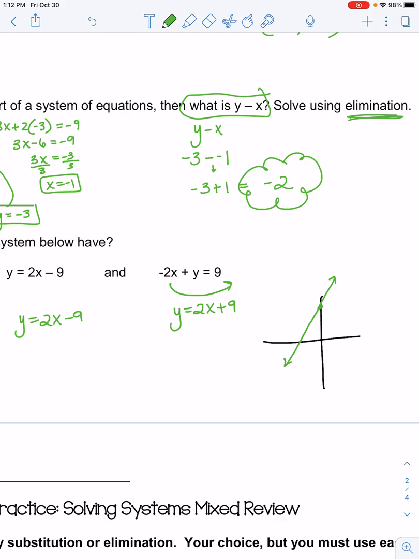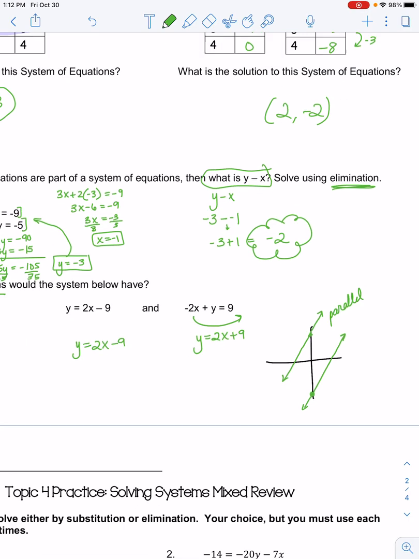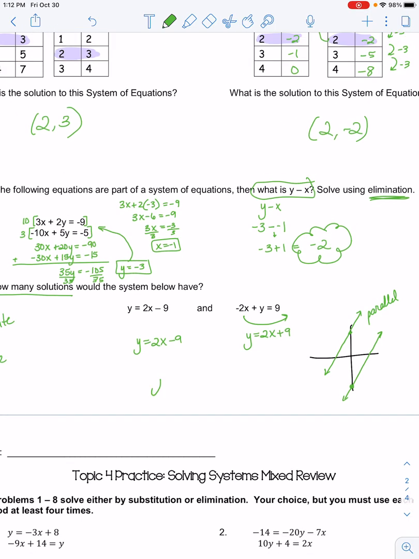The other equation, 2x minus 9. Minus 9 would be somewhere down here. Slope is 2 again, which means it should have the exact same steepness as the one above it. Okay, well, I notice same slope means that these are going to be parallel. Well, how many solutions are they going to have if they are parallel? They're going to have no solutions.